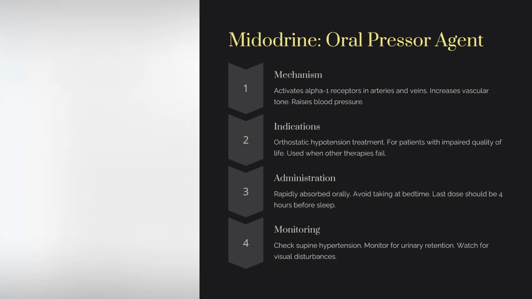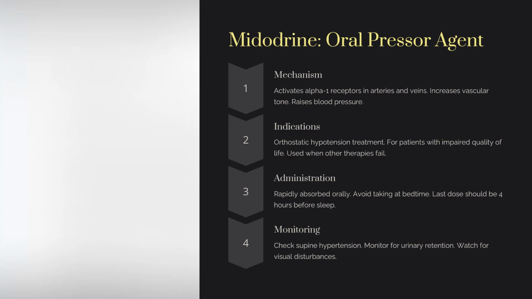Midodrine, this is an oral medication that treats orthostatic hypotension. It activates those alpha-1 receptors in our arteries and veins and raises blood pressure. This is going to be used when other things didn't work. They don't want to take this at bedtime. Make sure they take it 4 hours before sleep.